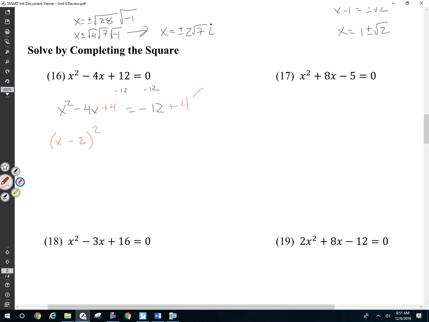Another way to understand where this number comes from is to take b, divide it by 2, and square it. b is -4. -4 divided by 2 is -2. And squared, it's going to be +4. So -4 divided by 2 squared, 4. That's why I know I'm going to add 4.